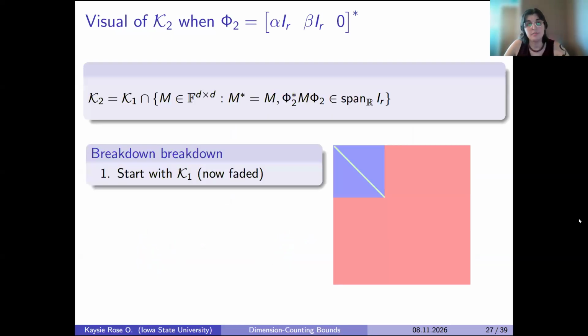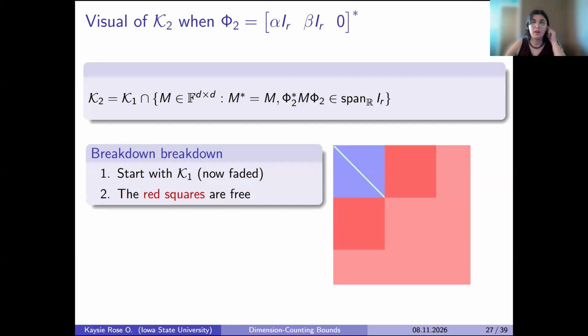So we're sticking with our normalization. In that case, phi 2 is alpha identity, beta identity, 0. And what K2 really is, is what we just had intersected with an additional condition: that phi 2 star M phi 2 has to be in the span of the identity. This was already a condition, and obviously that was already a condition. So we're going to start with K1. I faded it out.